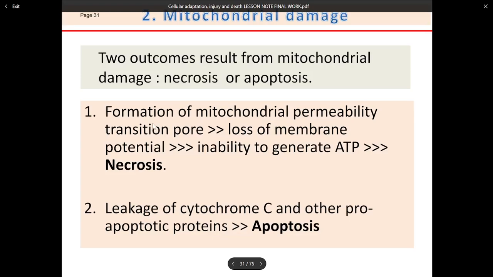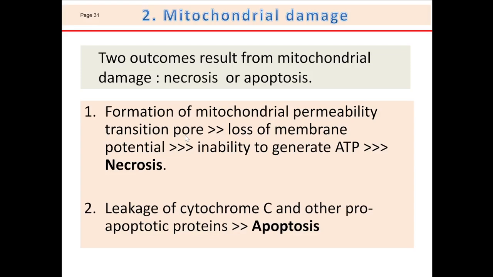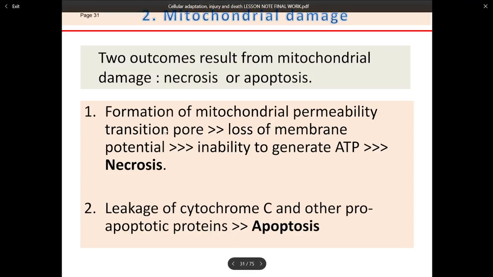So when the mitochondria is damaged, there will be formation of the mitochondrial permeability transition pore. So the mitochondrial membrane will be perforated. Now, when there's this formation of this transition pore, with loss of membrane potential, the mitochondrial membrane's potential will be lost. So this will result in inability to generate ATP.